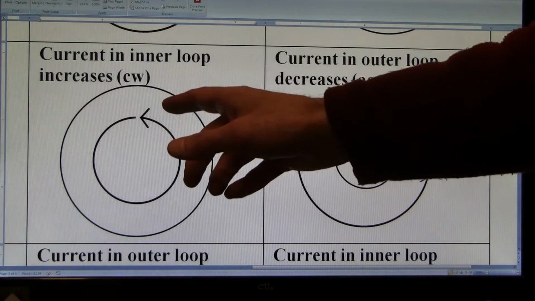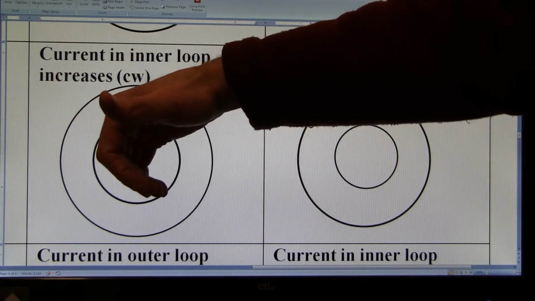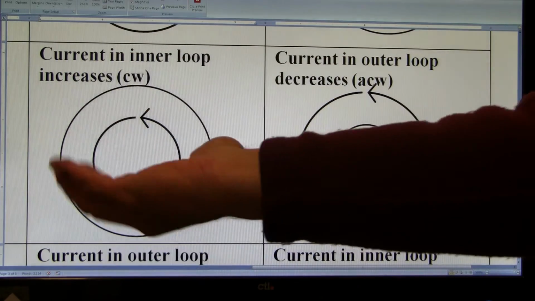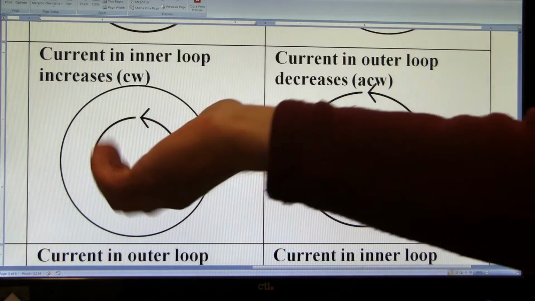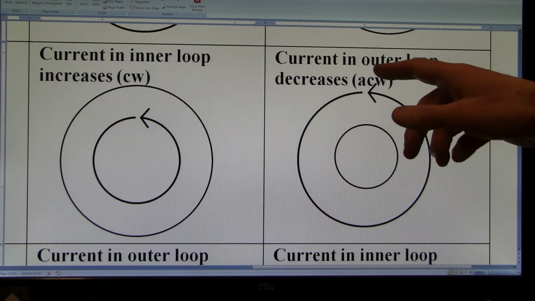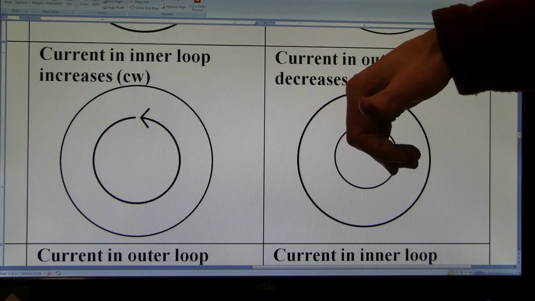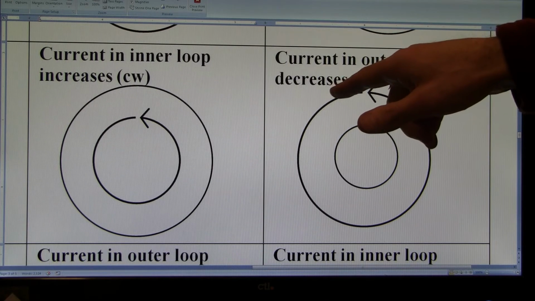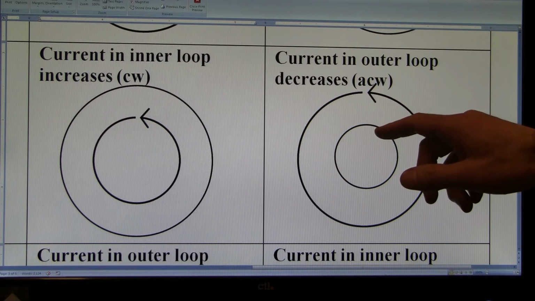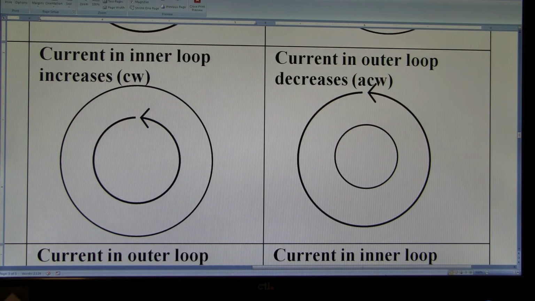Okay, so here we go. So now we got the inner loop here. The inner loop's creating flux out of the page, and if we gain flux out of the page, the outer loop's going to react by creating flux into the page. Doesn't matter whether it's inner or outer, these all work the same. So here, this outer loop is creating flux out of the page. But it's decreasing, right? So we are losing flux out of the page. So the inner loop will replace that flux by creating flux out of the page.